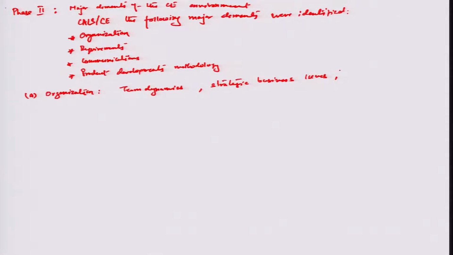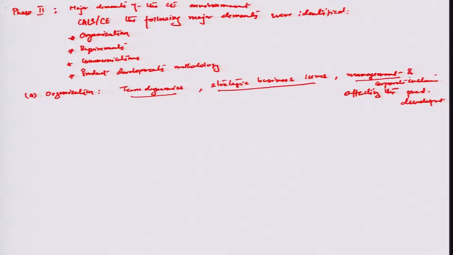Then you can have management and corporate culture that affects the product development process, as a part of the organization. So, let us just record this down as well, management and corporate culture affecting the product development process. So, these are the major sort of aspects related to what we know as organizational issues, and how can we really categorize the current CE environment into these different issues.